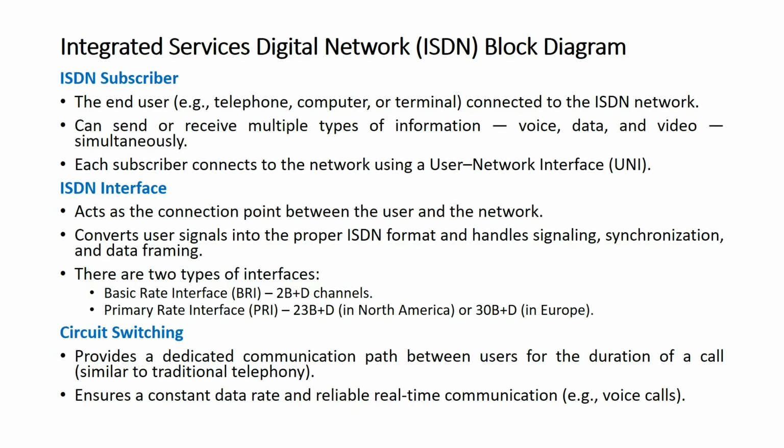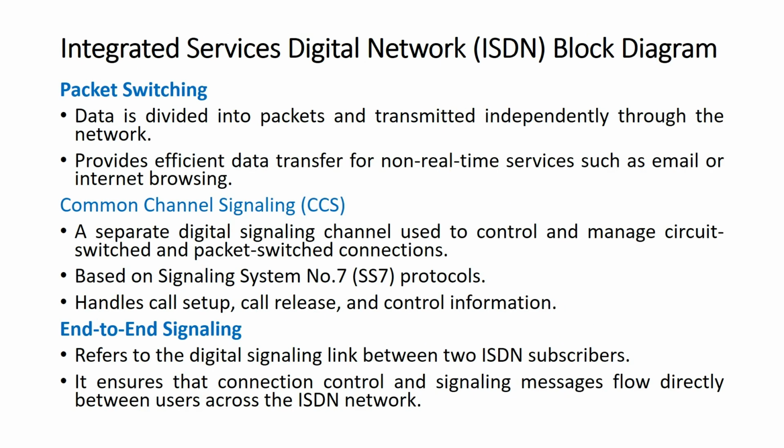So, the details of the block diagram are given here. ISDN subscriber is nothing but the end user. ISDN interface, we can have two types of interfaces, BRA or PRI. We know about circuit switching, packet switching, and common channel signaling. The total connection between the two ISDN subscribers is known as end to end signaling.